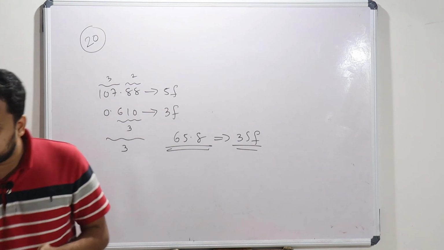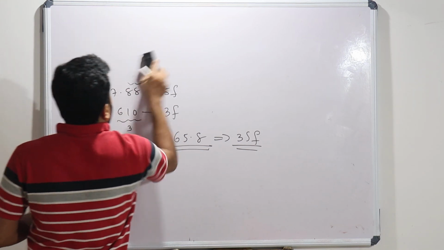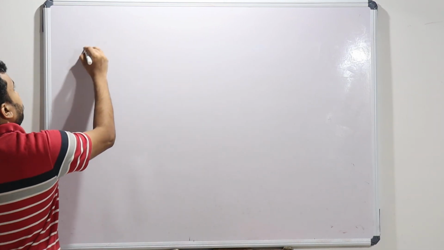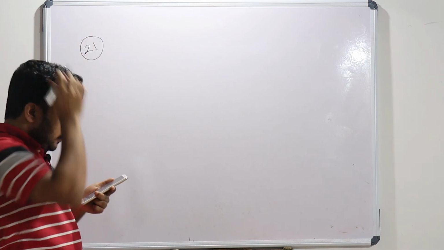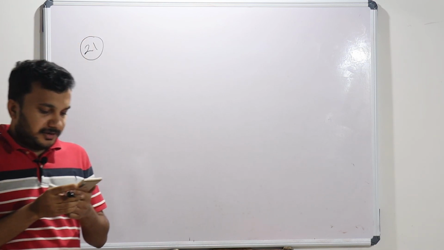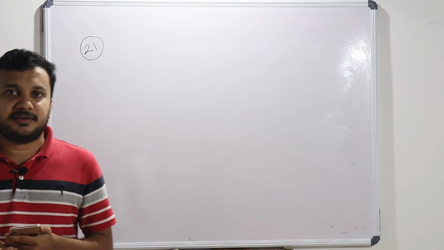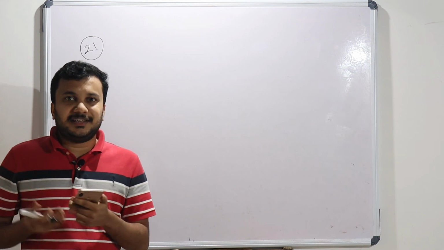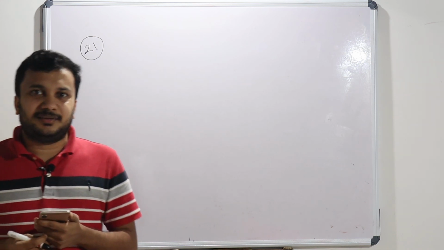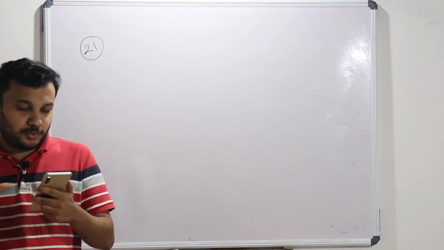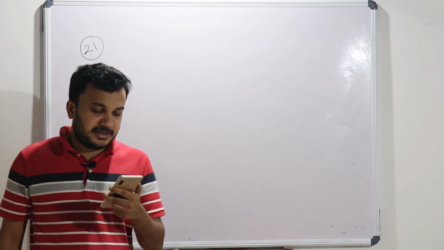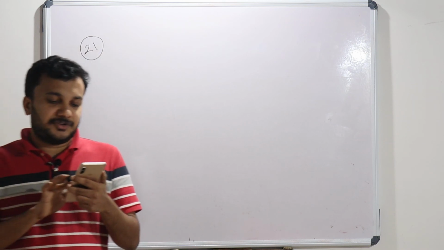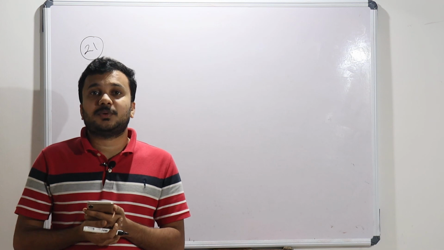21. Which of the following is a dimensional quantity? Refractive index. While I was taking the class itself, I told that refractive index means n equal to c divided by v, velocity by velocity, so no dimension for refractive index. Strain, no dimension. Poisson's ratio, already I told, no dimension. Gravitational constant will have a dimension.